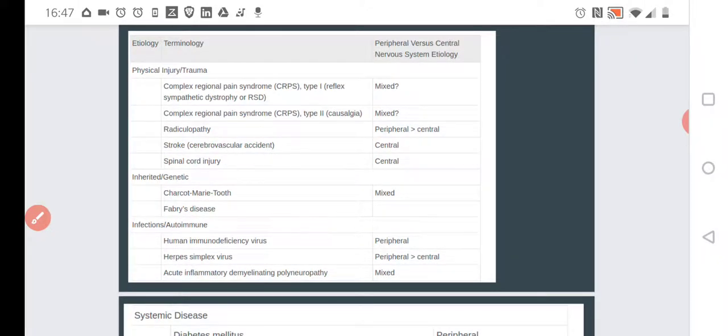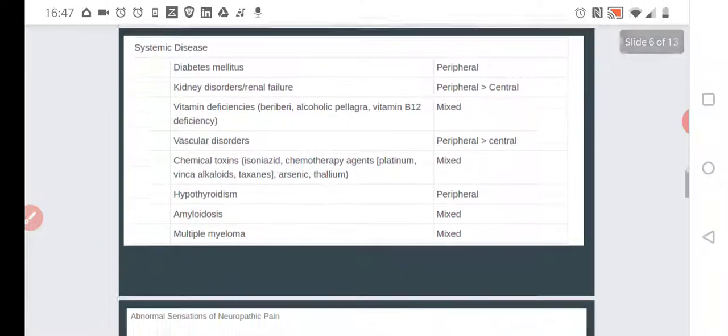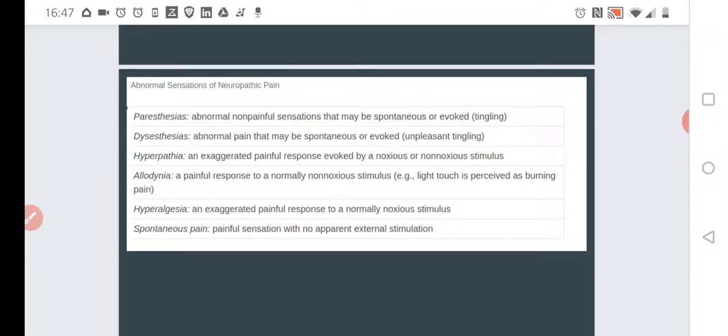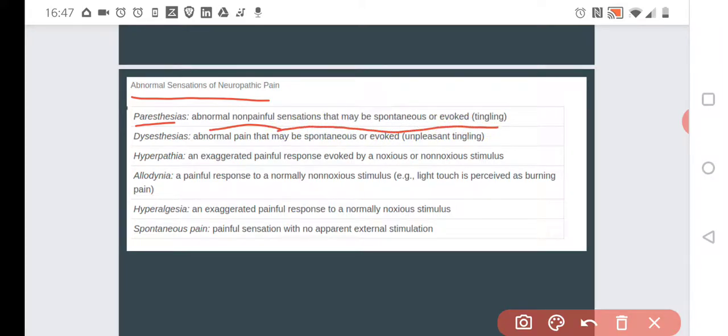We already talked a lot about this. Now, this is also important: abnormal sensations in neuropathic pain. We have paresthesias. This is an abnormal, non-painful sensation that may be spontaneous or evoked. It is the tingling sensation. Most people have felt it not once, not twice, but many times. For example, when you were sitting in an uncomfortable position for a long time and you felt this sensation of ants getting under your skin, this is paresthesia.